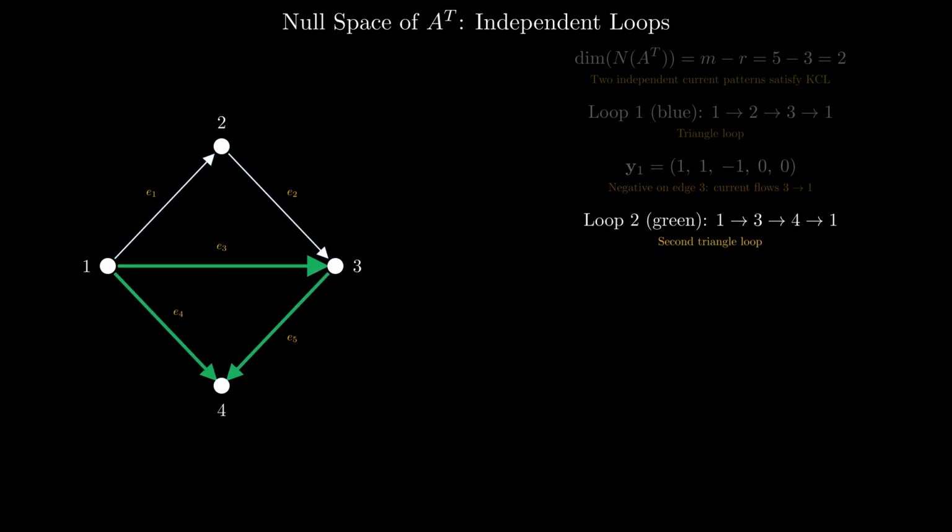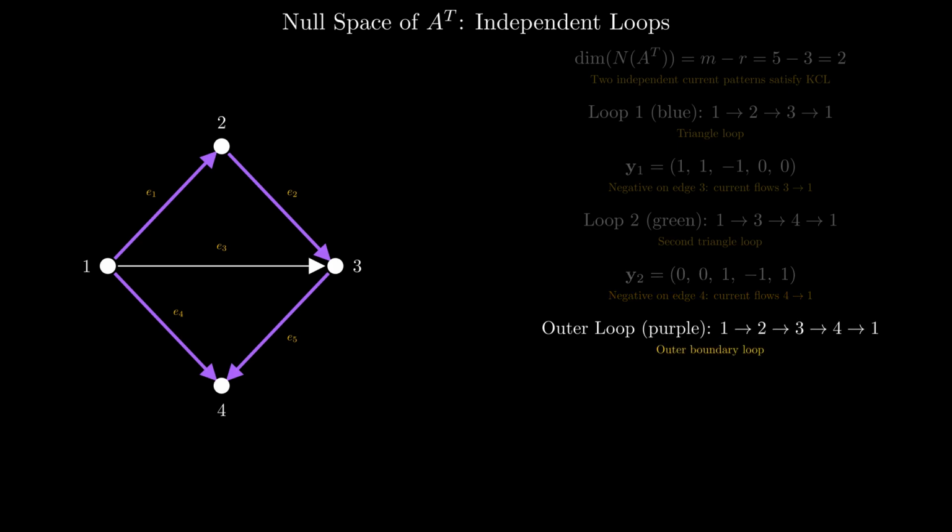The second basis vector is 0, 0, 1, -1, 1. This represents 1 amp along edge 3, 1 amp along edge 5 from node 3 to node 4, and 1 amp backward on edge 4, flowing from node 4 back to node 1. This current circulates through nodes 1, 3, and 4.